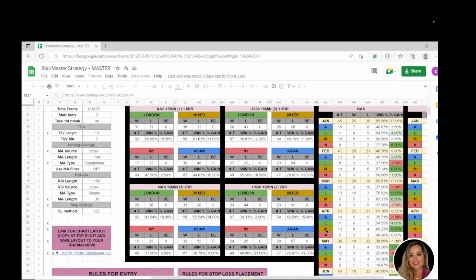So US 30 does better at the later half of the day for New York. So you can see you could have had a 55% win rate and 18.5% gain on the account for the 1.5 reward. And for the 2 reward, you could have had a 48% win rate and a 23% gain on the account. What I would say here is that Asian session does terrible. It is negative and negative here.